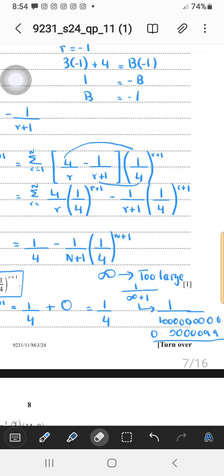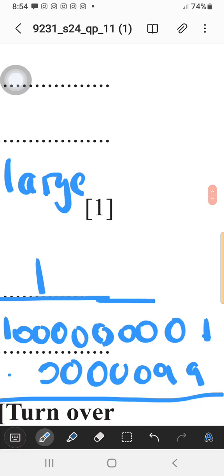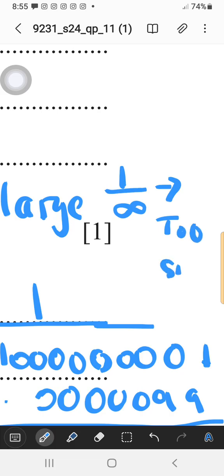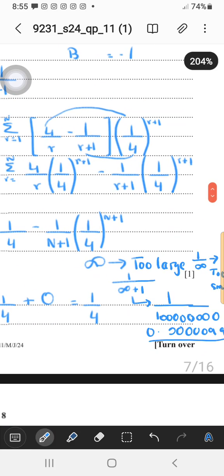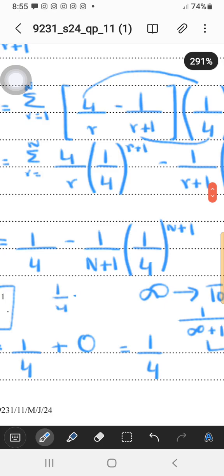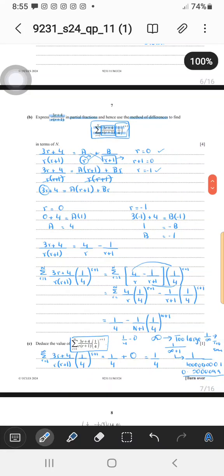And infinity plus 1, if we add plus 1, there will be nothing change. It will still be too small a value. If we do 1 upon infinity, the answer is too small. That's why we consider it 0. So that's why there is 1 upon 4 minus 0. So our final answer is 1 upon 4. I hope you get the answer. I hope you get the complete solution.